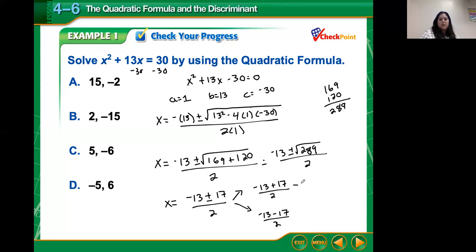So negative 13 plus 17 is positive 4. So we get 4 over 2, which is 2. And then negative 13 minus 17 is negative 30 over 2, which is negative 15. I'm sorry, negative 15. So our answer here is B.